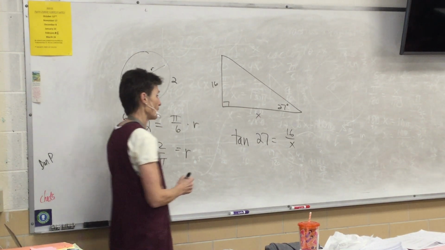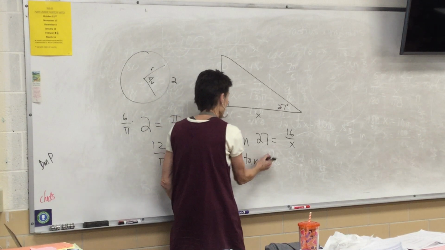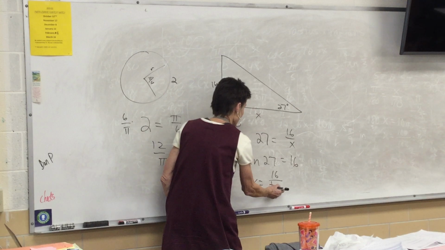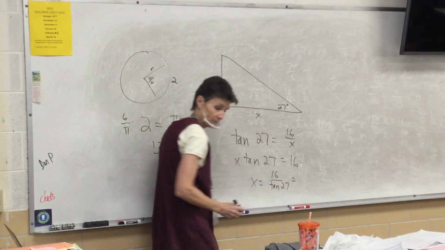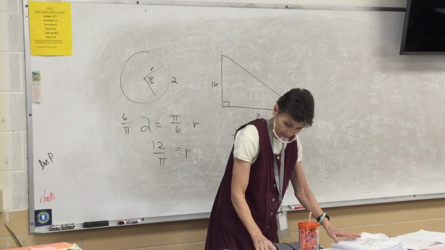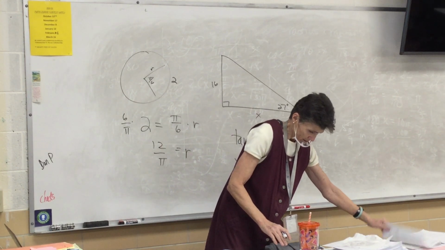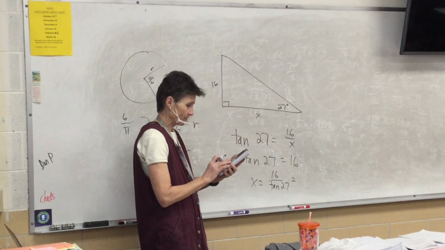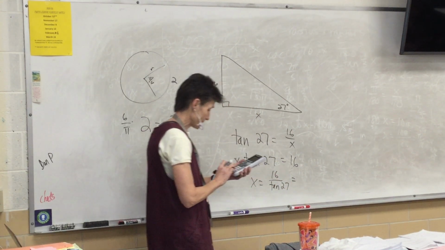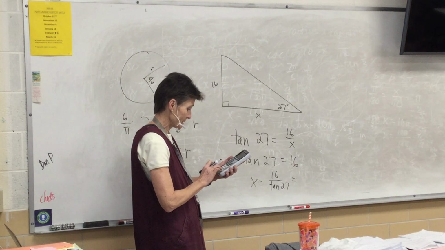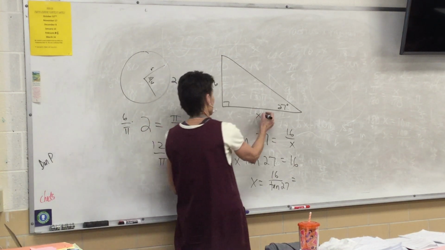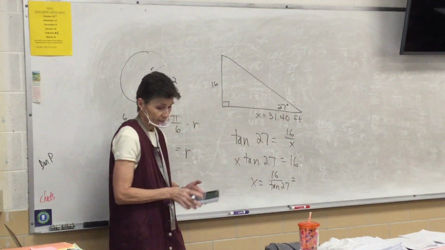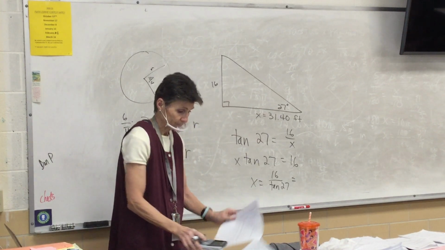You're solving for x, so that means you gotta get it by itself. So 16 divided by tan 27. Now I wrote my calculator to somebody. So I gotta make sure I'm in degrees. And then 16 divided by tan 27. 31.4017. So 31.40 feet would be our answer.